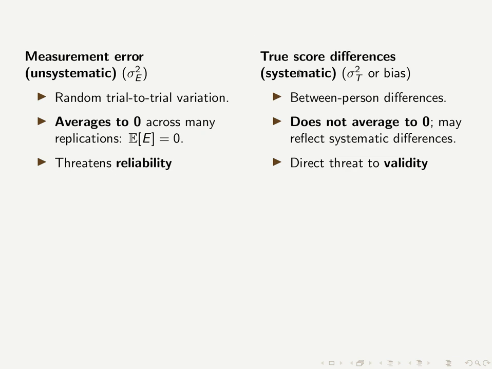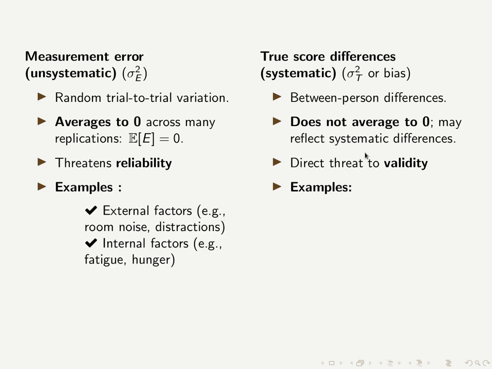On the other hand, when these true score differences are not related to meaningful between-person differences, they threaten the validity of our measurement, meaning that we are no longer going to be able to attribute these differences in the observed scores to the actual variable or the actual quality that we intended to measure. But instead, it might be that they reflect some other property across which my participants vary.